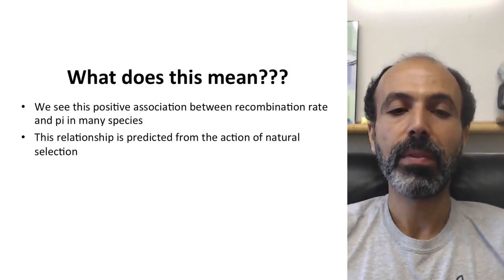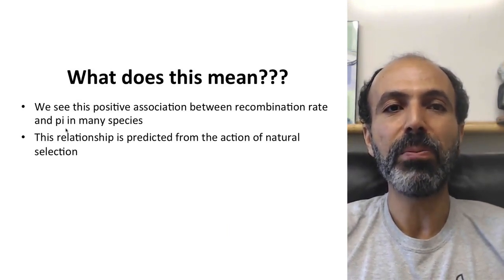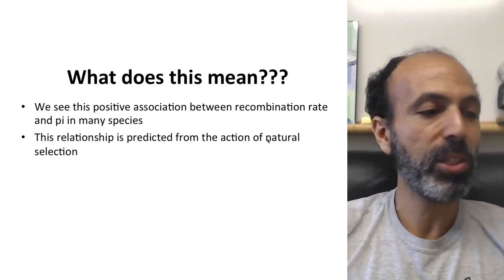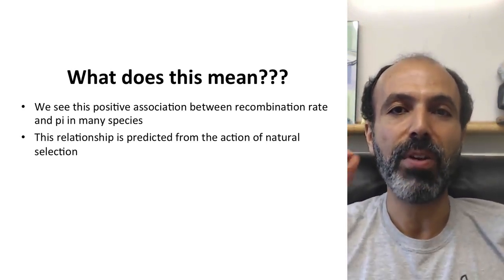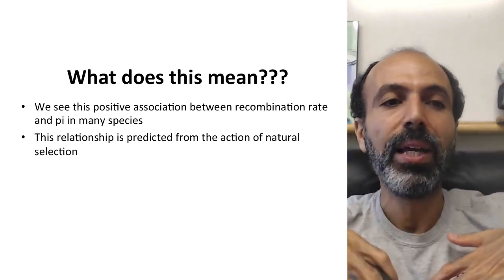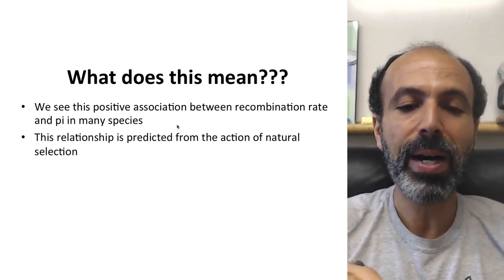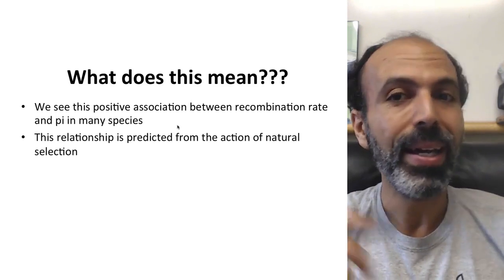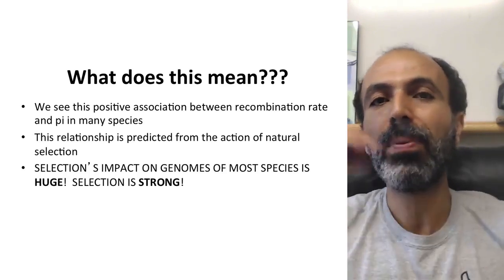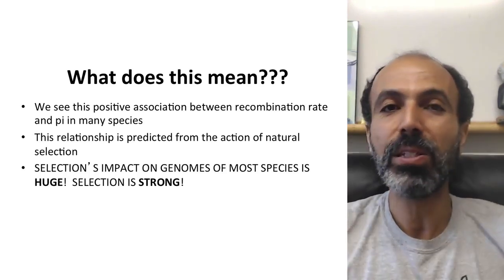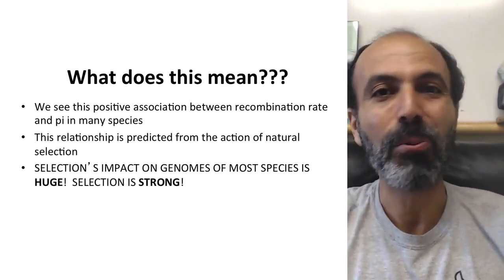Now, let me ask, what does this overall pattern mean, not the yeast part, but for humans, tomatoes, Drosophila? Well, we see that there's a positive association between recombination rate and pi in many, many different species. Now, this relationship, again, is predicted from the action of natural selection, and not just any natural selection, but specifically the spread of adaptive variants, right? We have this adaptive variant spreading, and we have a selective sweep associated with it and hitchhiking of nearby alleles. What this means, the fact that we see this positive association looking across the whole genome, is that selection's impact on genomes is huge. That basically selection is happening all the time. We have adaptive variants spreading within species all the time, and that's creating this overall pattern. Selection is strong. Darwin was right.